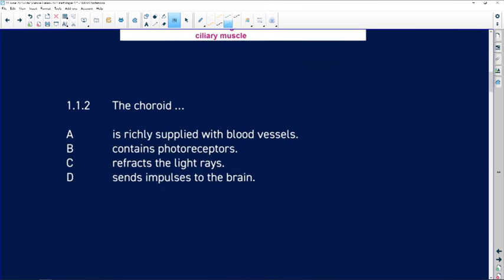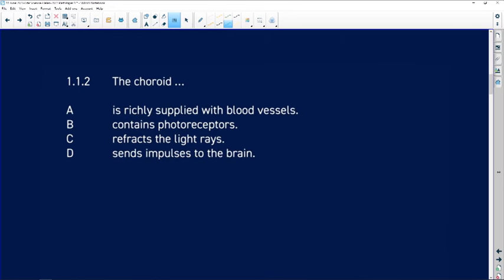The next question is also associated with the structure of the eye. And this question asks the choroid, and straight away I want you to think, let me not look at the options. The choroid belongs to the middle layer of the eye. We've got the fibrous tunic on the outside, which is the sclera. Then we've got the choroid, and then we've got the inner tunic, which is the neural one, the photoreceptor or the sensory tunic. So what do we call that middle tunic or the middle layer?